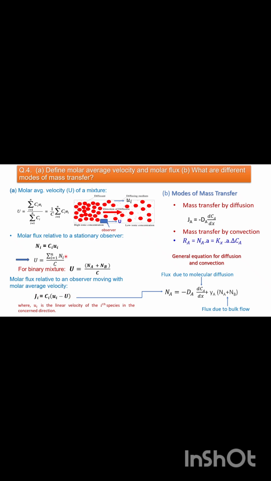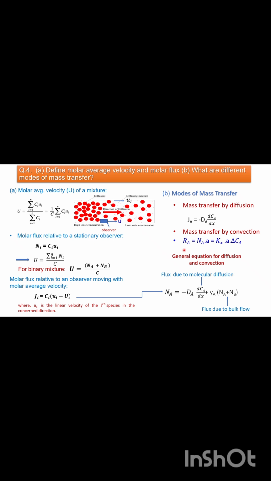By substitution, this equation becomes this one here. The average molar velocity is given by this one, and for a binary mixture, this is given by this one. There are two modes of mass transfer: mass transfer by diffusion, which is given by Fick's first law, and the second one is mass transfer by convection, and is given by an equation which is similar to the convection equation.